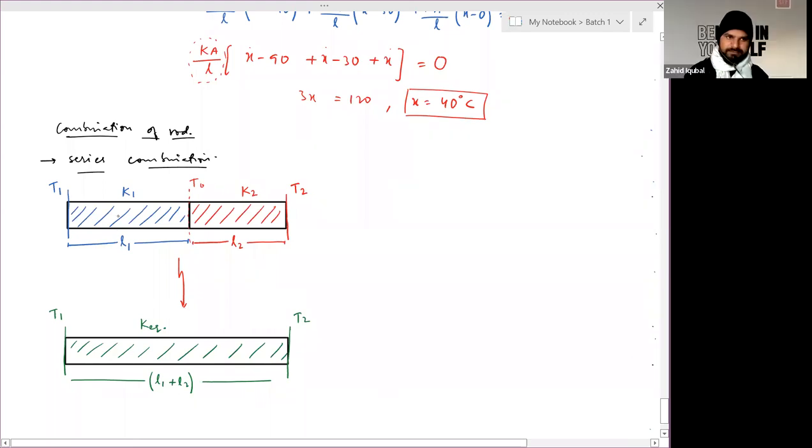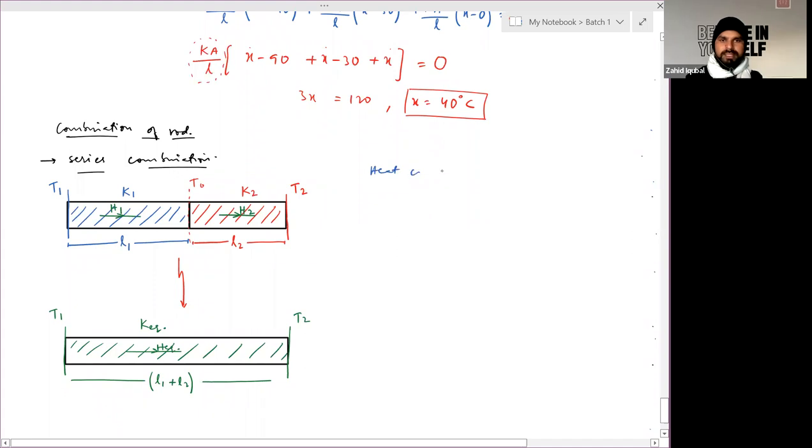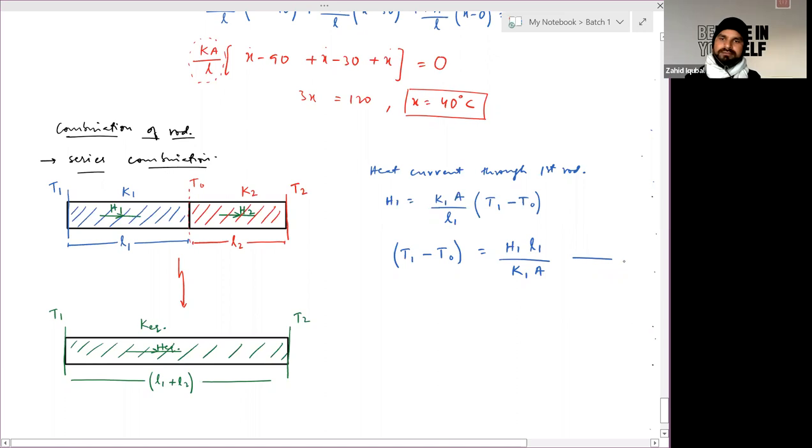So let's say in the first part, the heat current through the first conductor will be H1, and through the second part, H2. And for this equivalent part, let's say H equivalent. So according to the formula, heat current through the first rod, H equals K A divided by length times temperature difference T1 minus T0. So move this T1 minus T0 to one side and the rest of the terms to the other side. So you will write T1 minus T0 equals H into length divided by K into A. Let's say this is equation first.